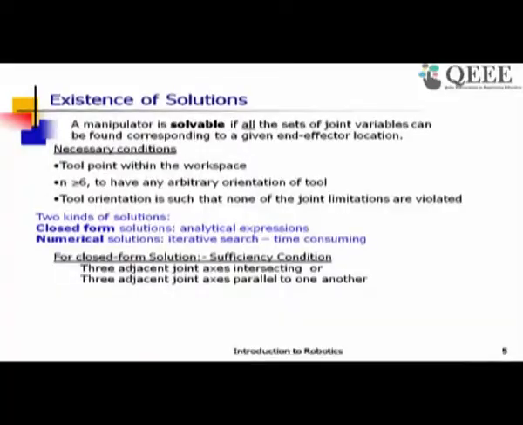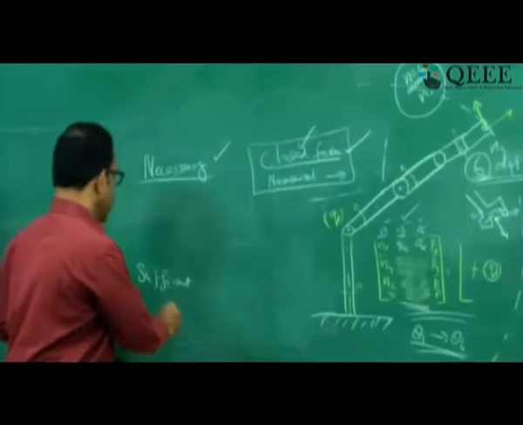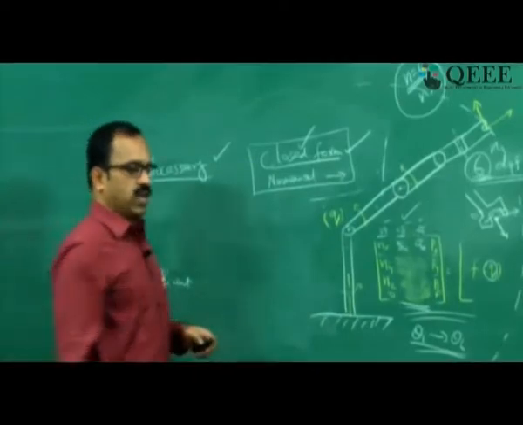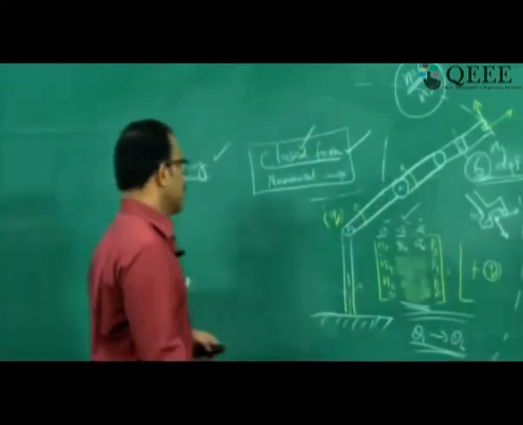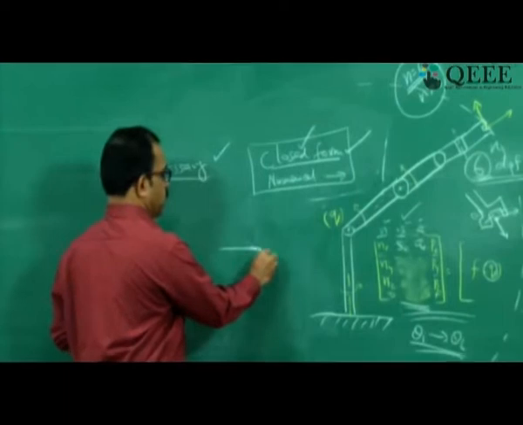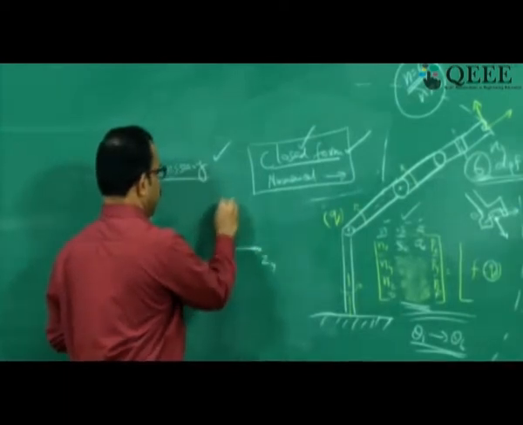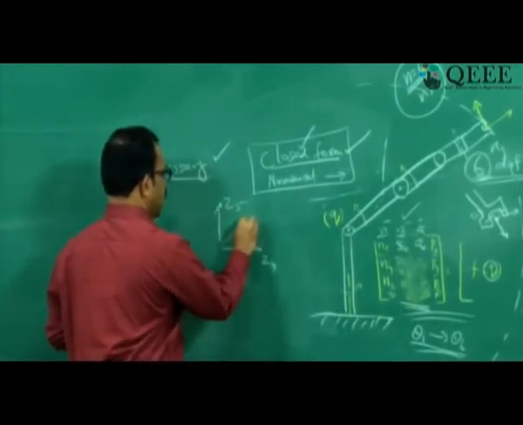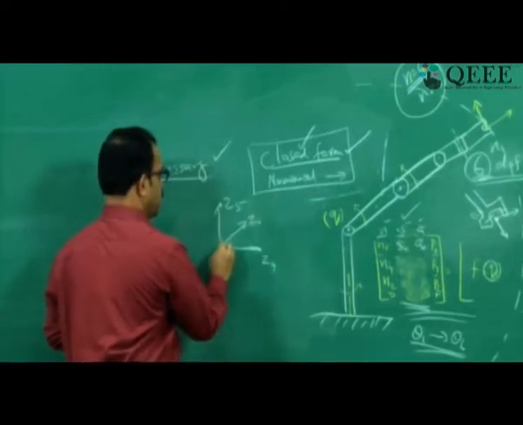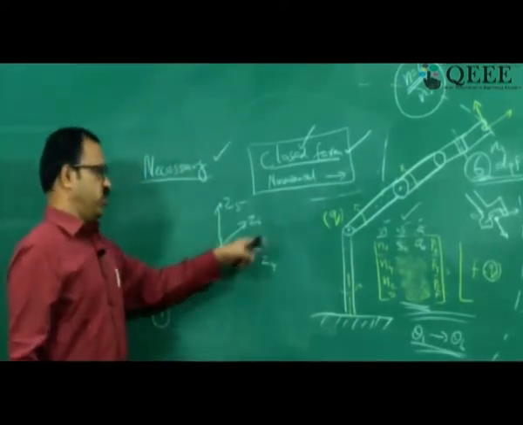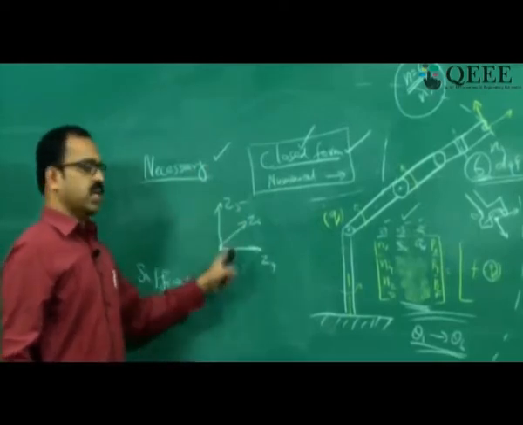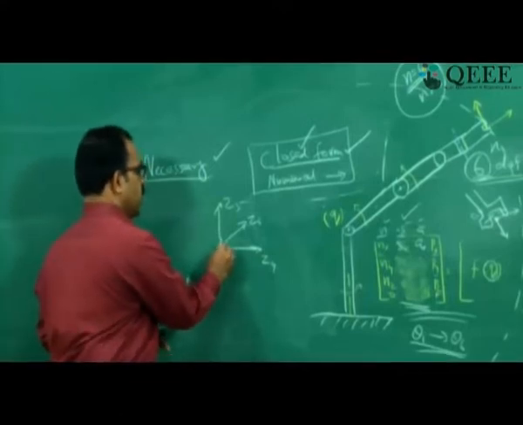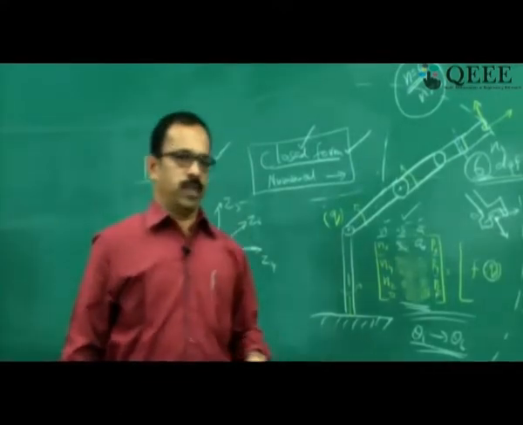So the sufficiency condition for closed form solution is, the first one, three adjacent joint axes intersecting. So Z4, Z5 and Z6 are intersecting at one point. The three adjacent joint axes 4, 5, 6 or 1, 2, 3, whatever it is. If they are intersecting, then you can always be assured of a closed form solution.